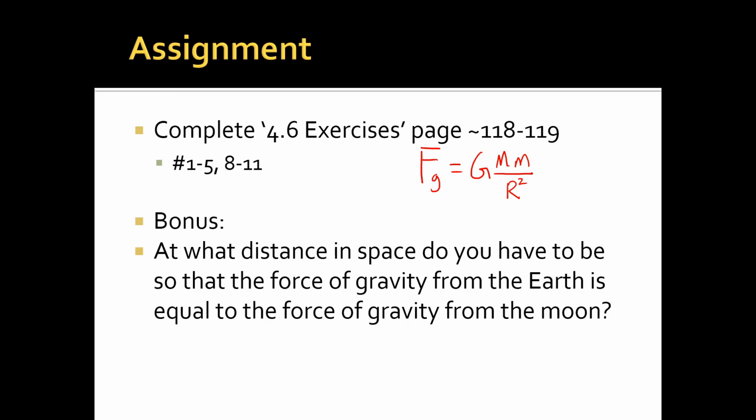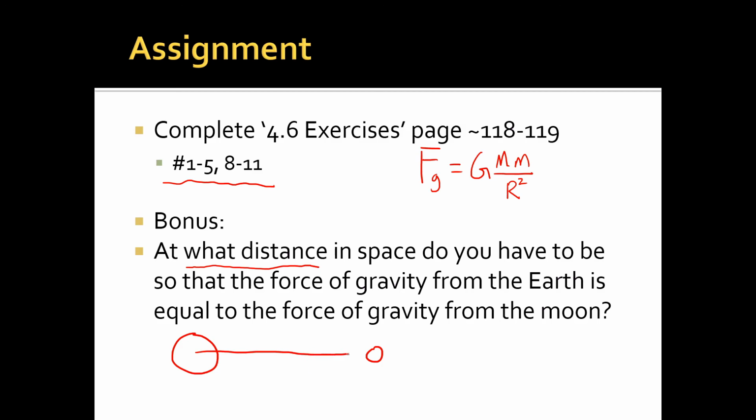Anyways, your assignment, if you have your textbook, is as follows. This will just cover more universal gravitation stuff. And here's kind of a neat bonus. At what distance in space do you have to be so that the force of gravity from the Earth is equal to the force of gravity from the Moon? I'll give you a hint to this one. We'll only calculate if you are on a straight line between them.